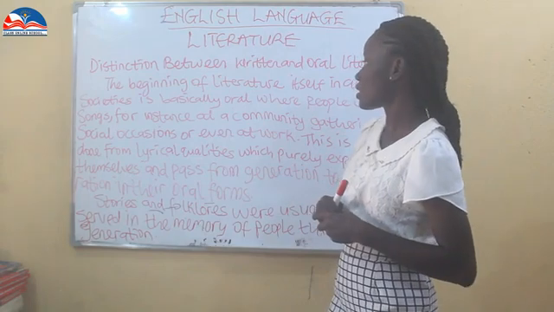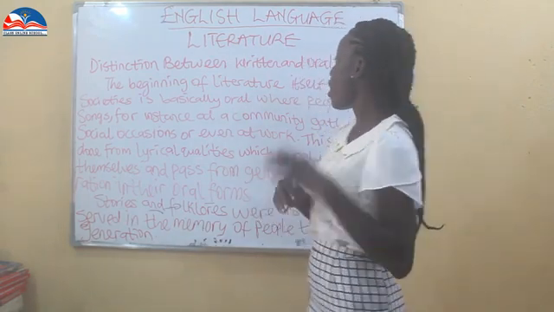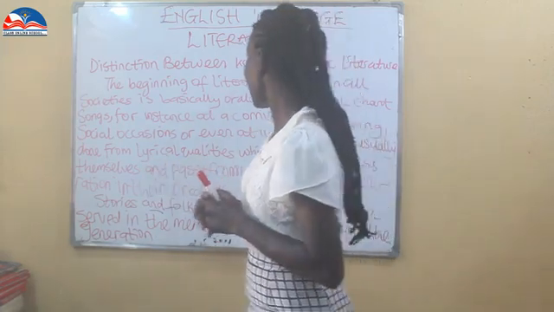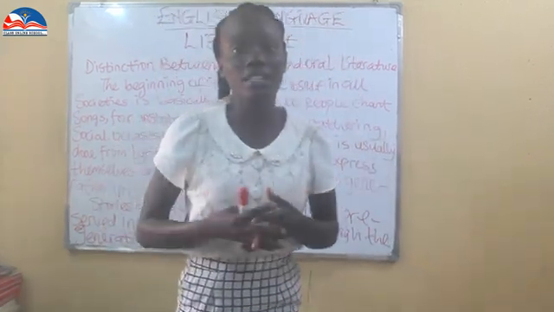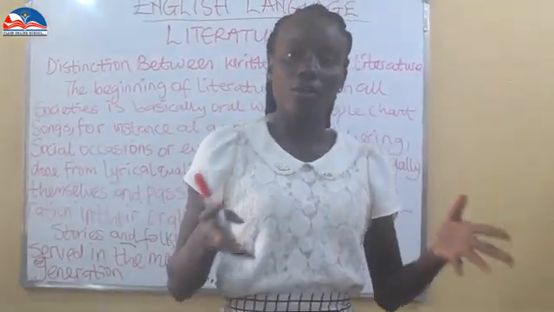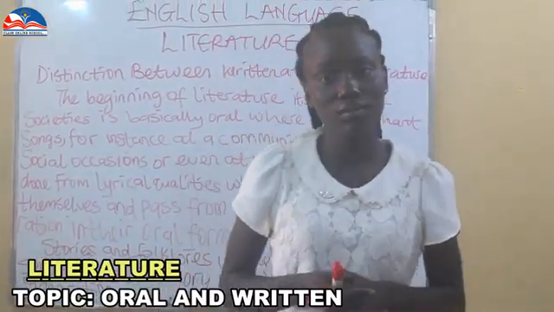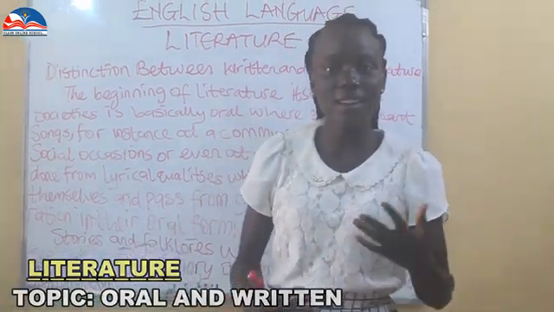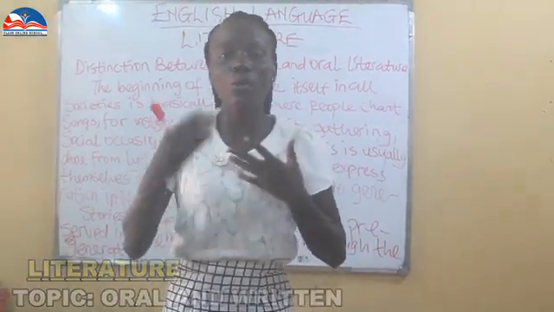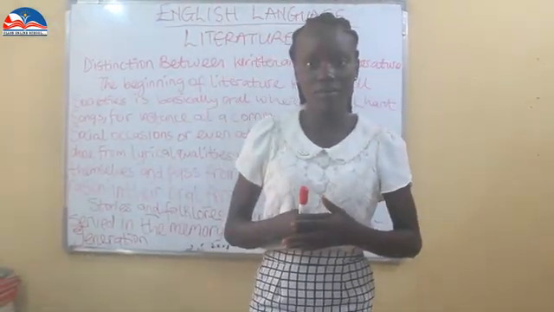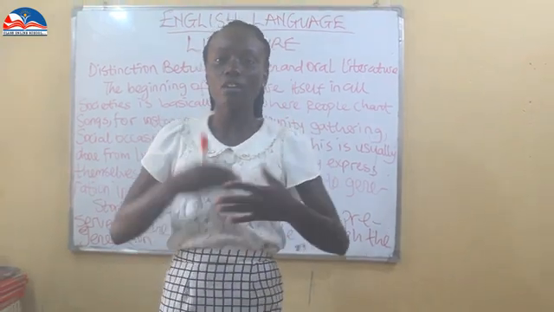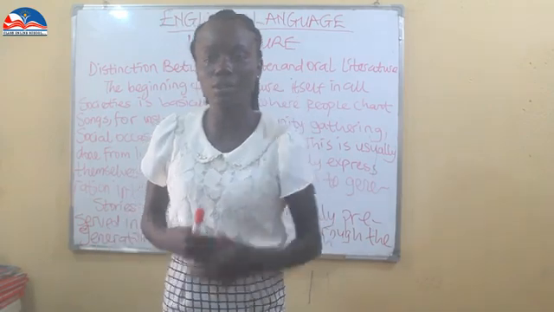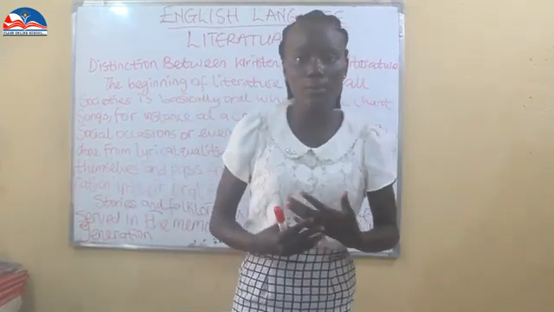The beginning of literature itself in all societies is basically oral, where people chant songs. For instance, during festivals, during traditional occasions, the songs used there were in form of what? Spoken form. Through this, those songs back then were passed from generation to generation through spoken form.